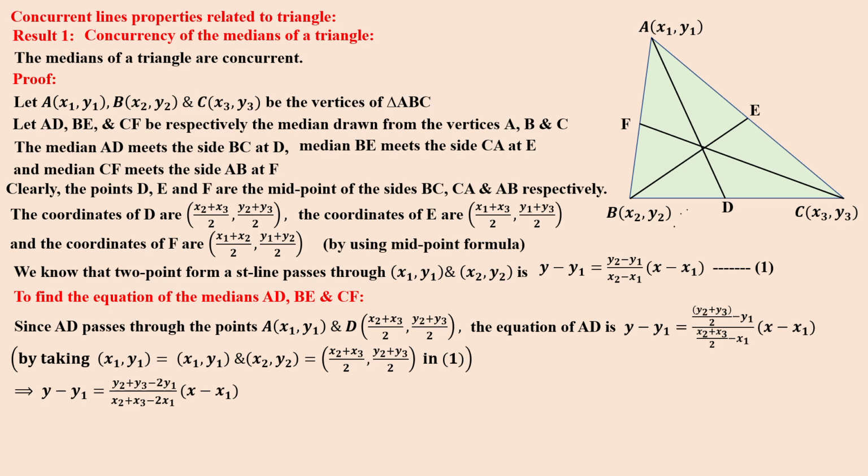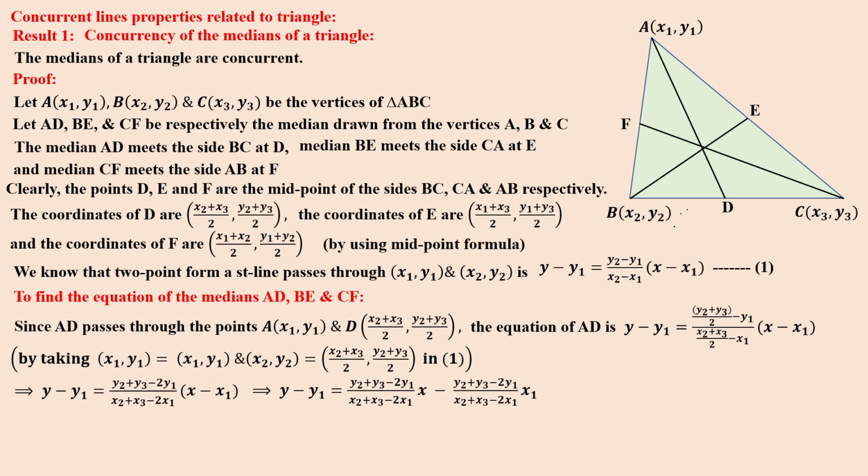So y minus y1 is equal to, taking the numerator LCM, right? 2 is the LCM, (y2 plus y3 minus 2 y1) by 2, denominator LCM same, right? 2 is the LCM in the denominator, (x2 plus x3 minus 2 x1) by 2. The numerator LCM is equal to the denominator LCM which is 2, so cancel that. So remaining you will get y minus y1 equal to (y2 plus y3 minus 2 y1) by (x2 plus x3 minus 2 x1) into (x minus x1).